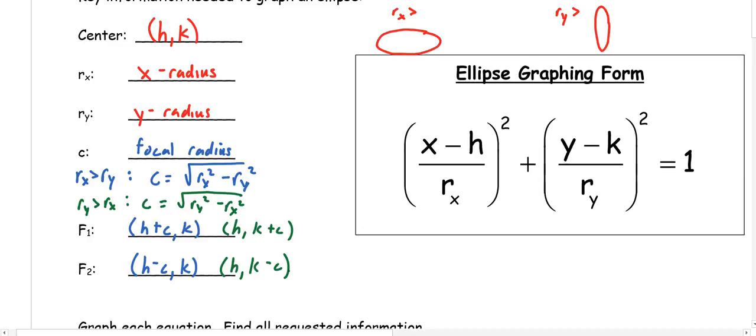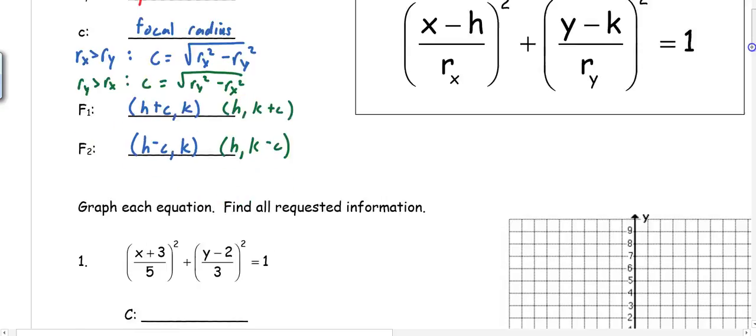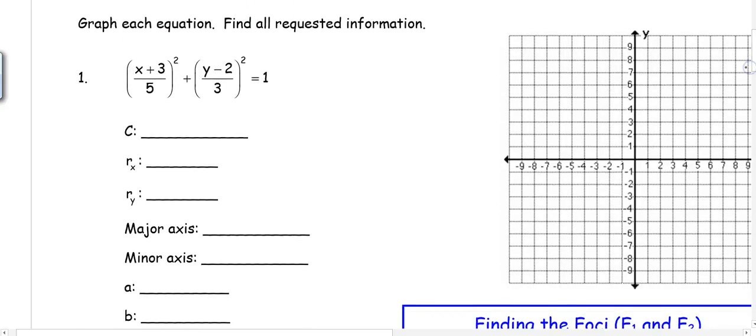So let's look at a graph and try to graph our ellipse. In number 1, we want to graph the equation. In this case, when we pull out our numbers, remember we pull out the opposite sign. So our center is at (-3, 2). Our x radius is 5. Our y radius is 3.